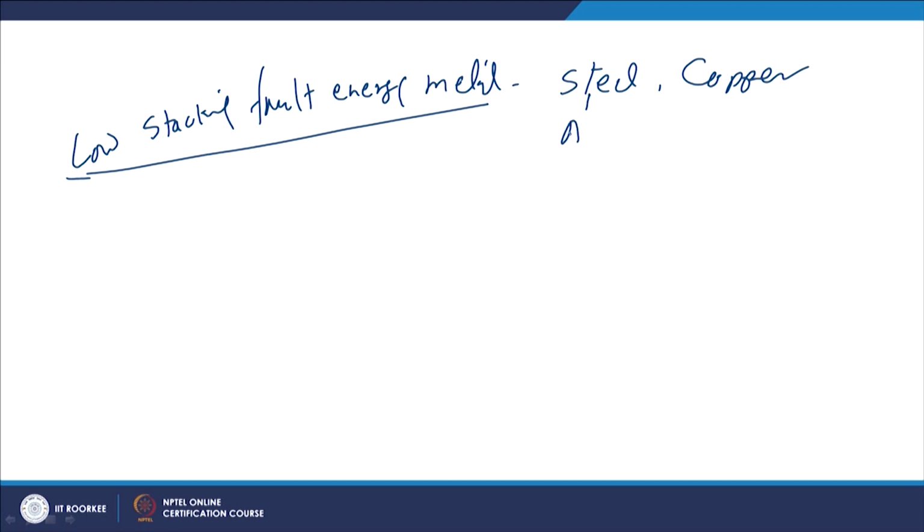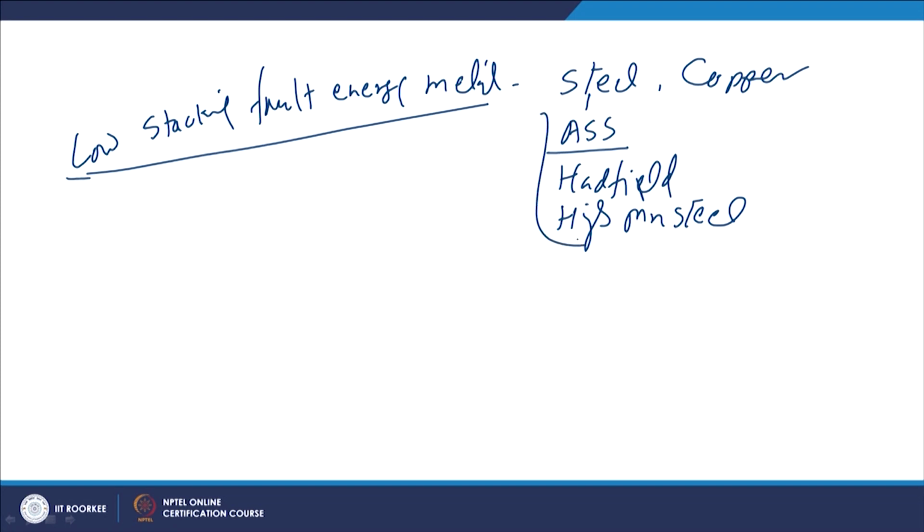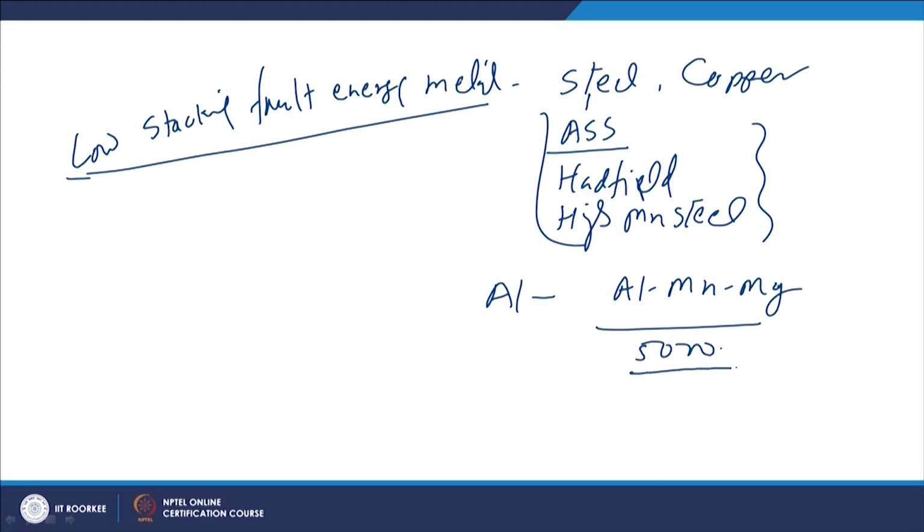In steels, basically austenitic stainless steel and Hadfield steel, which is high manganese steel. These are the metals which show the lowest stacking fault energy and very good work hardening capability. Similarly, among the aluminum alloys, the aluminum-manganese and aluminum-magnesium alloys of the 5000 series, like 5086 or 5052, also show a good work hardening tendency.